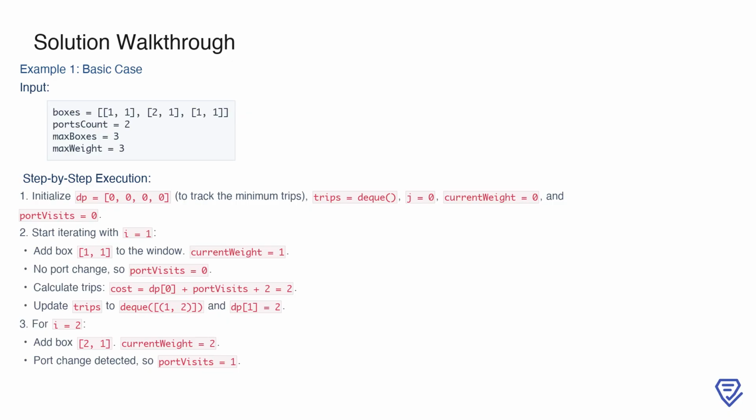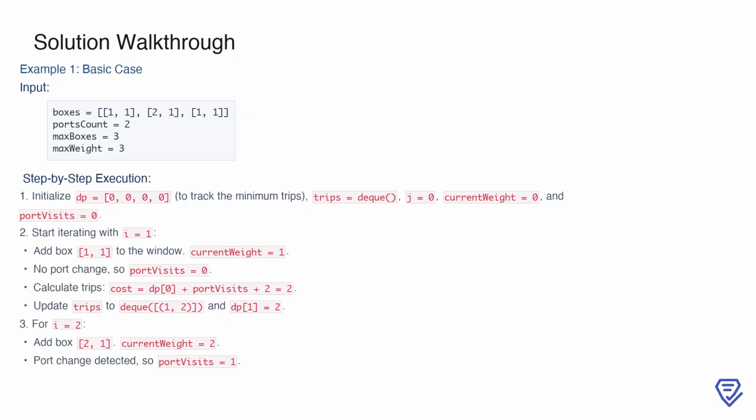The weight increases to 1, and since there is no port change, port visits remains at 0. Calculating the cost for this trip gives dp[0] plus port visits plus 2 equals 2, so we update the deque to (1, 2), and set dp[1] equals 2.